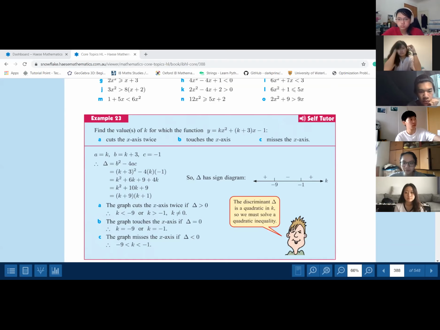No. Why is that? Because 0 is not part of the range. Okay, the discriminant is negative when k is between -9 and -1. So the graph misses the x-axis when k is greater than -9 and less than -1.